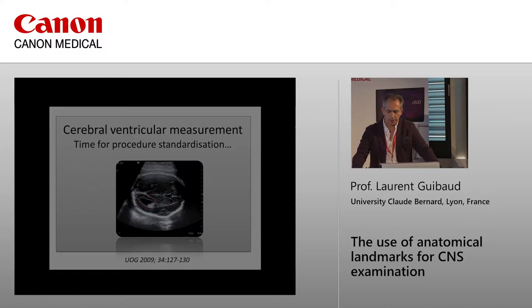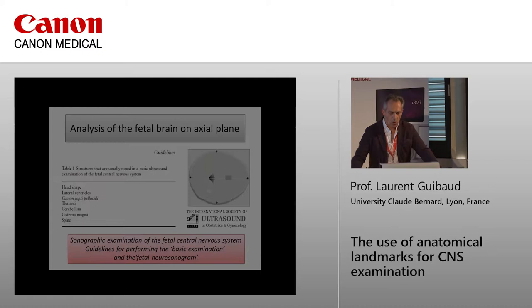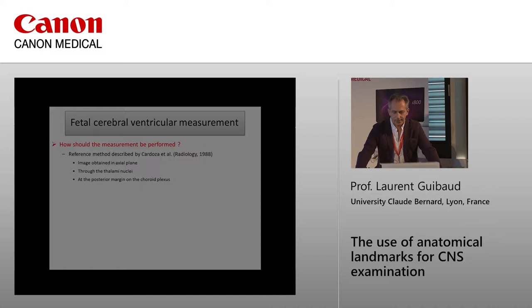So you know that we published an article in 2009 about how to standardize this procedure for the measurements of the ventricle. Why? Because in the ISUOG guidelines, the lateral ventricle is an important structure to look at, because ventriculometry is the main finding for CNS pathologies and diagnosis. And in fact, how do you measure the ventricle? Most people say, yes, it's very difficult. It's easy to measure the ventricle: you have an axial plane, you look at the thalami, and it's simple.